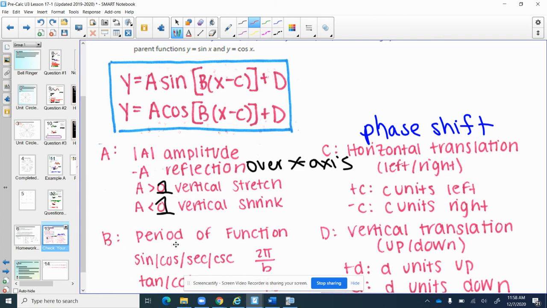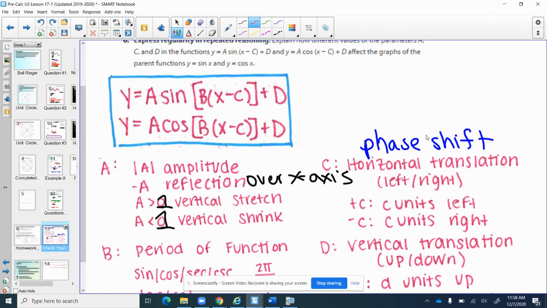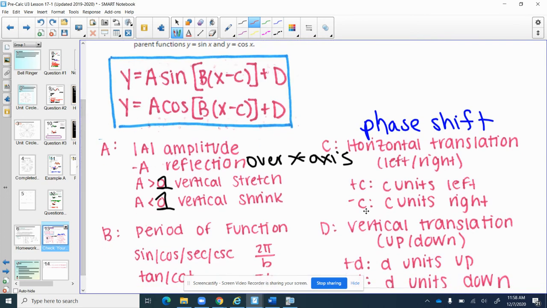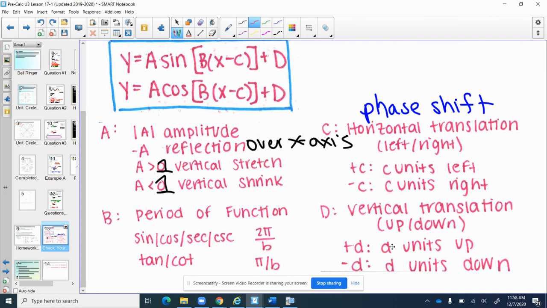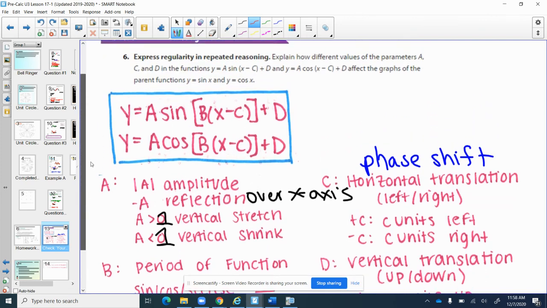B we will talk more about in later lessons. That's going to affect your period. But C, which we talked about, is going to be your phase shift, aka your horizontal translation. But we call them phase shifts for periodic functions. And again, these are the ones that are a little bit backwards because plus C means to the left, minus C means to the right. And then last but not least, that value D, uppercase D, that is for your vertical translations up or down, which are a little bit more literal. Plus D means you're moving up, minus D means you are moving down.